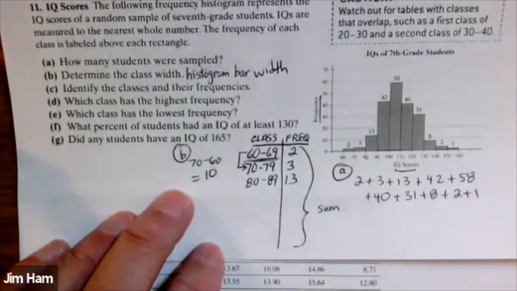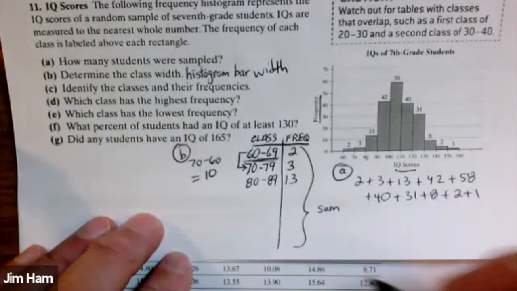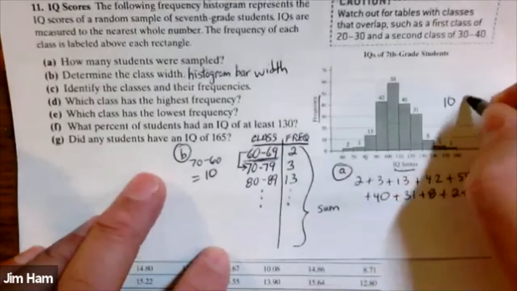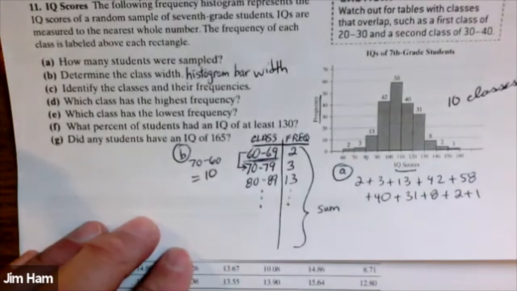All right, C says identify the classes and their frequencies. Well, we're not going to do them all, but we did a few. We did the first three, and then we'd have to go down and count 1, 2, 3, 4, 5, 6, 7, 8, 9, 10. So there are 10 classes, and you'd have to have 10 rows in your frequency table in order to see them all.